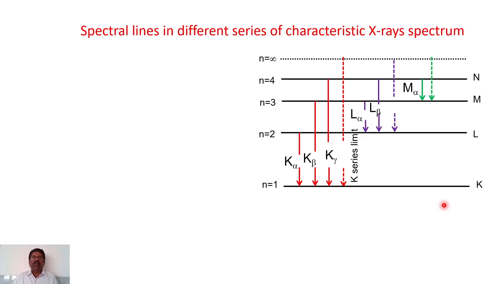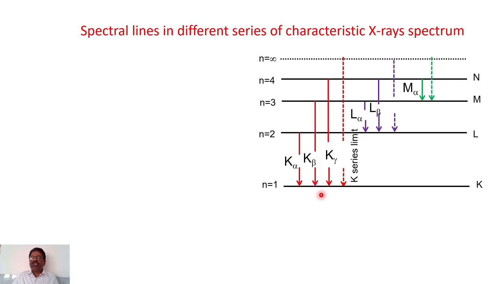So this is the X-ray nomenclature, and it is shown simply here. These are the spectral lines in different series of the characteristic X-ray spectrum. This will be quite clear from this diagram. Suppose this is the first shell, K shell, n is equal to 1. Second shell, L, n is equal to 2. Then M shell, n is equal to 3. Then n is equal to 4, N shell, and so on up to n is equal to infinity. Whenever the vacant position in the K shell is occupied by an electron from the L shell, the X-ray photon given out is K alpha.